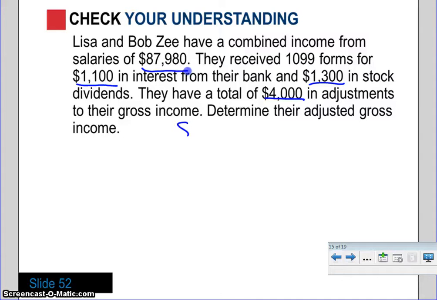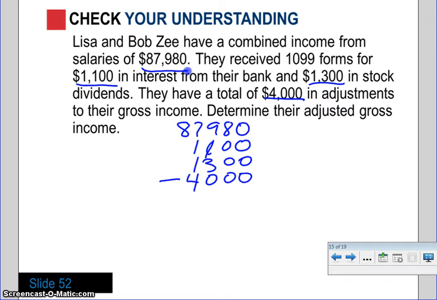All right, so we know that they had an income of $87,980. They earned, so that's going to be in the plus column, $1,100 in interest. They earned $1,300 in their stock dividends, but they had deductions of $4,000. So we're going to add all of these together except for the $4,000, which we're going to subtract, and we get a total taxable income of $86,380.